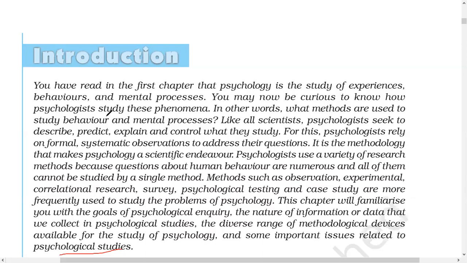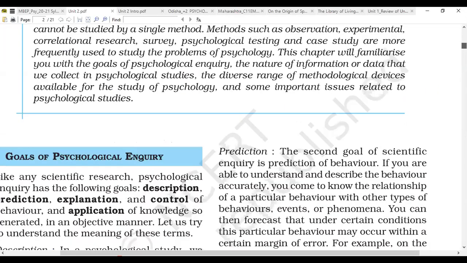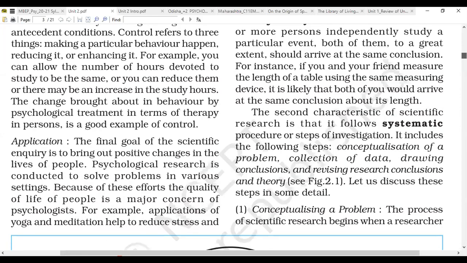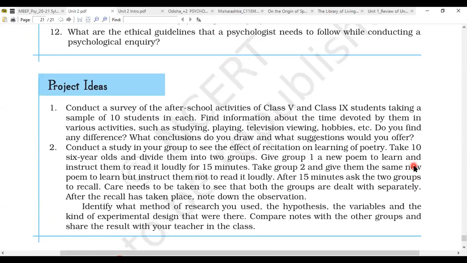So this gives you a brief understanding of this unit, and let us see what is involved in the unit. By the end of this subject, there are 2 project ideas.